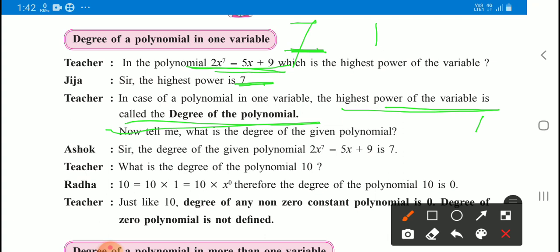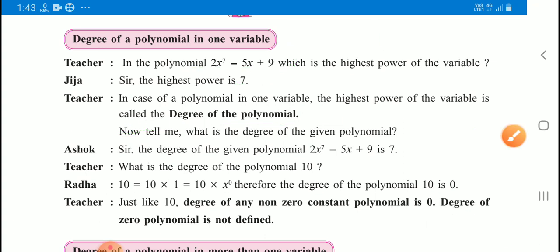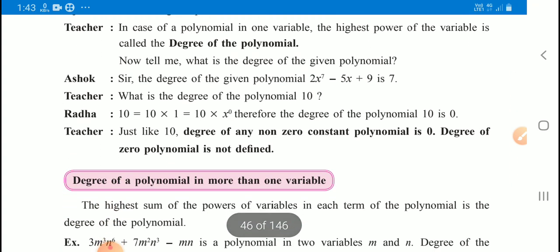10. Now here we had seen the example of 6, there also we had seen the degree of that polynomial, it was 0. So here also 10's degree is 0 only. Just like 10, the degree of a non-zero constant polynomial is 0, and the degree of the 0 polynomial is not defined.